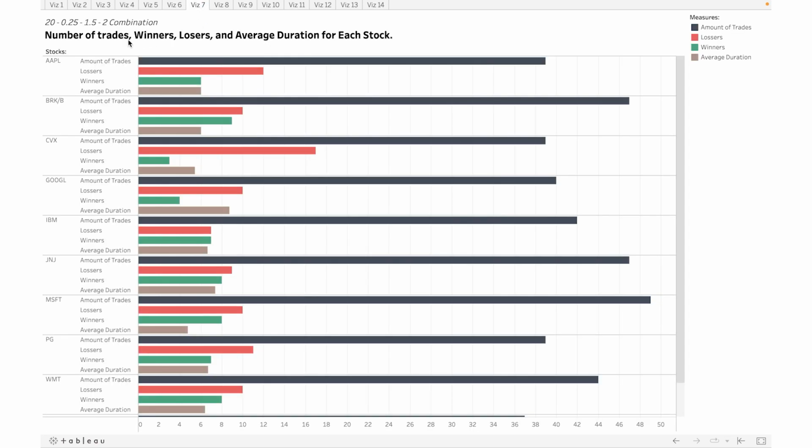In the following set of visualizations, we can observe the behavior of the 20, 0.25, 1.5, 2 combination for each stock. For example, let's take Apple. The total number of trades for the whole period was 39, of which there were 6 winners and 12 losers. The remaining 21 trades didn't hit the stop or the exit before the series finished and the new series started. And most likely, the majority of those remaining trades were on the winning side, as the winning side was 20 times larger than the losing one. Therefore, the returns shown in the third chart fell short of the actual returns.